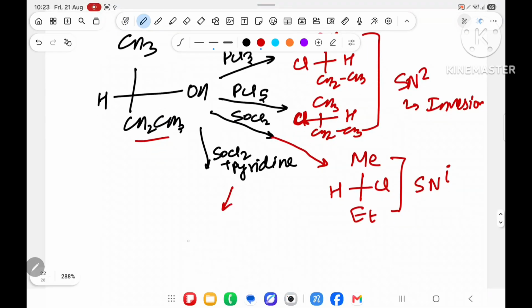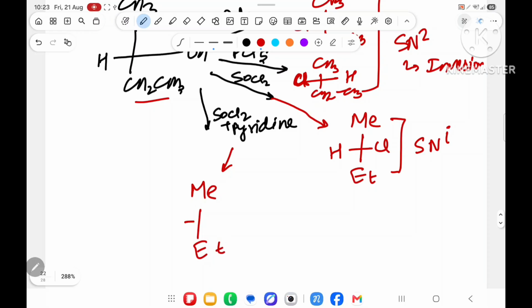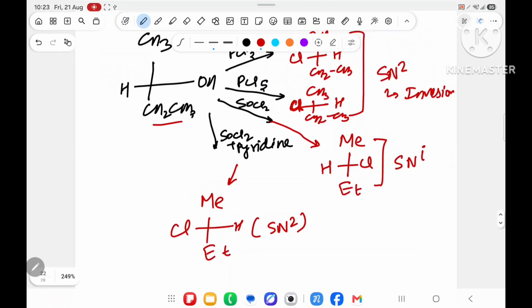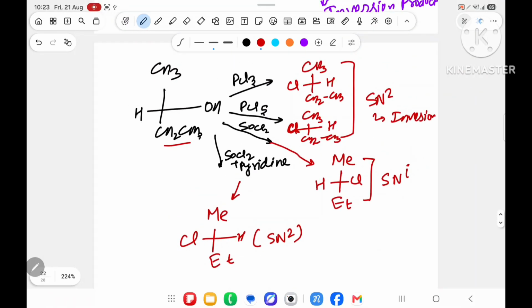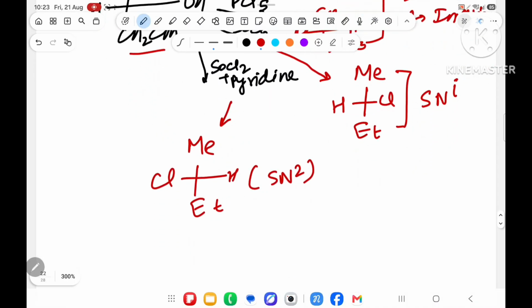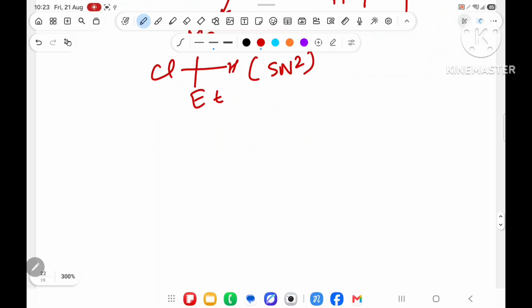But again, with pyridine, what will happen? Me, Et. And over here H, Cl is attacking on the opposite side, because this time it will follow the SN2 mechanism. So SN2 mechanism means opposite side; SNi or SN1 means same side. I hope everyone understood what I am trying to do here.